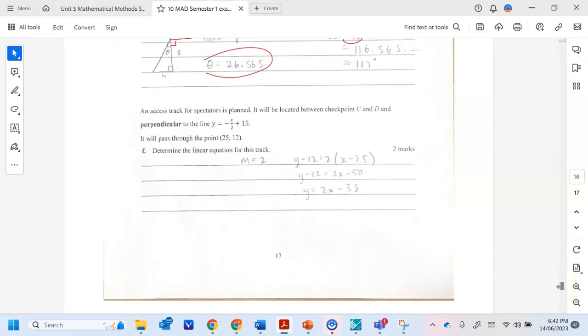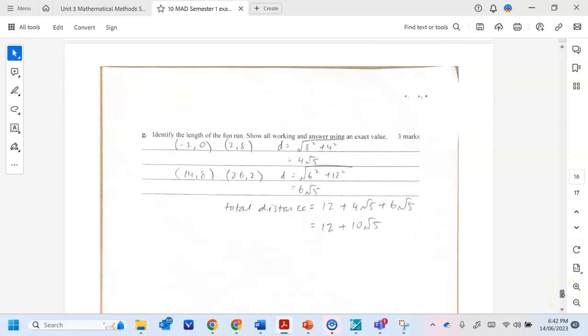The next one was also answered quite well. So another perpendicular question. So just understanding that your gradient was true and it's passing through this point. So substituting that in to get your equation.